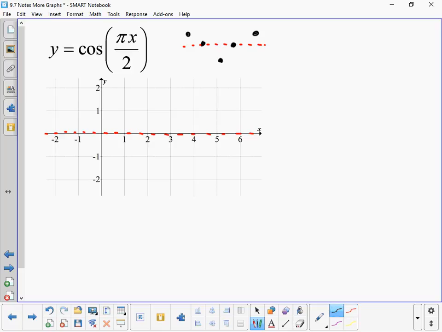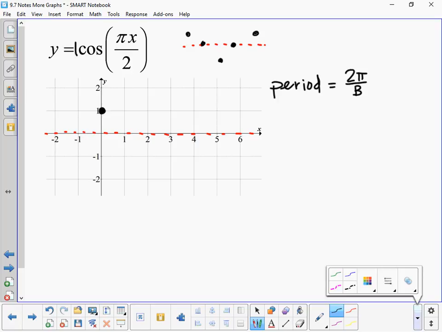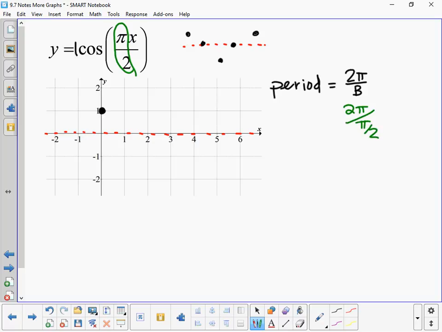It's a cosine, so I know it starts above its midline by the amplitude of 1. So here's our starting point for our cycle. And now we need to calculate the period so we know where to put the end of the cycle. So the period is equal to 2 pi over b. Well, this time our b value is pi over 2. So as we're calculating, it's 2 pi over pi over 2.